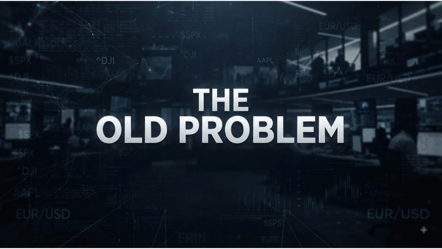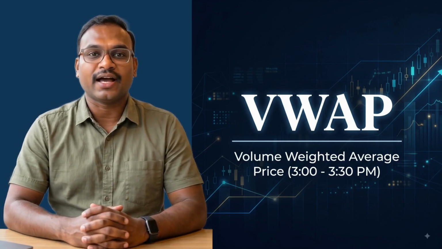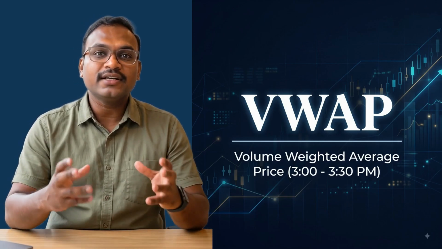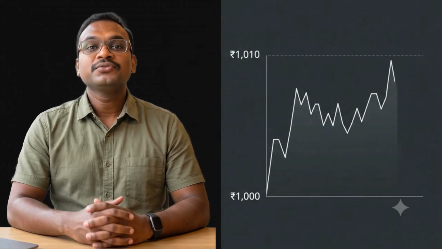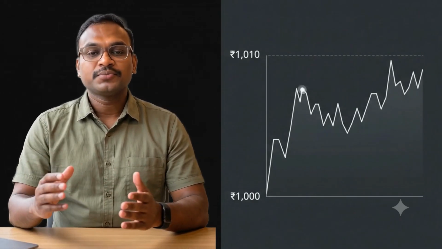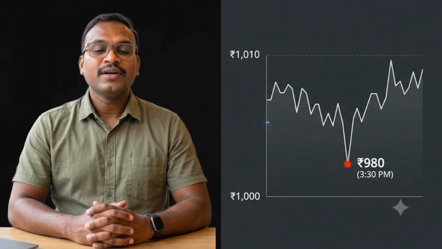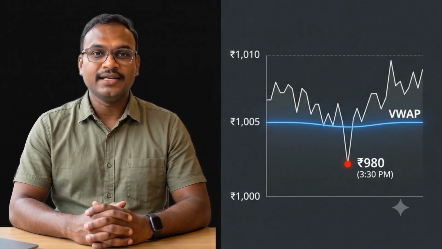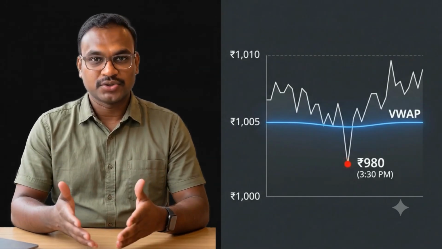Before CAS, the closing price of a stock wasn't just the last trade of the day, it was the VWAP. Volume weighted average price of every trade in the last 30 minutes from 3 to 3:30 pm. Why not just use the last trade? Because it's easy to distort. If a stock trades between 1000 rupees and 1010 rupees all day, one small trade at 980 rupees right at 3:30 shouldn't define the official close.